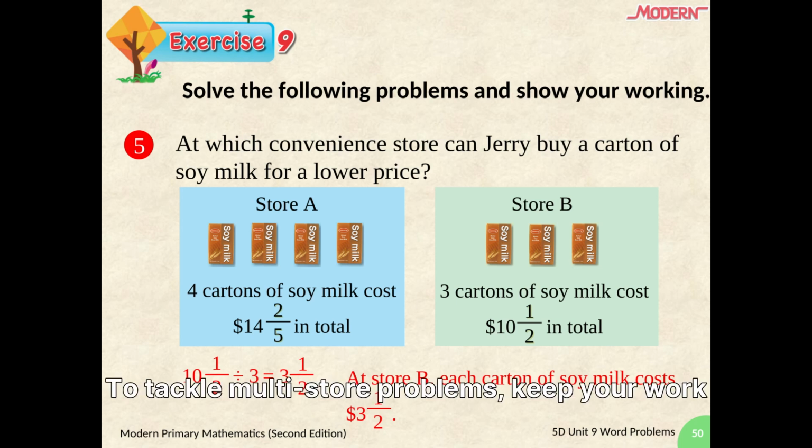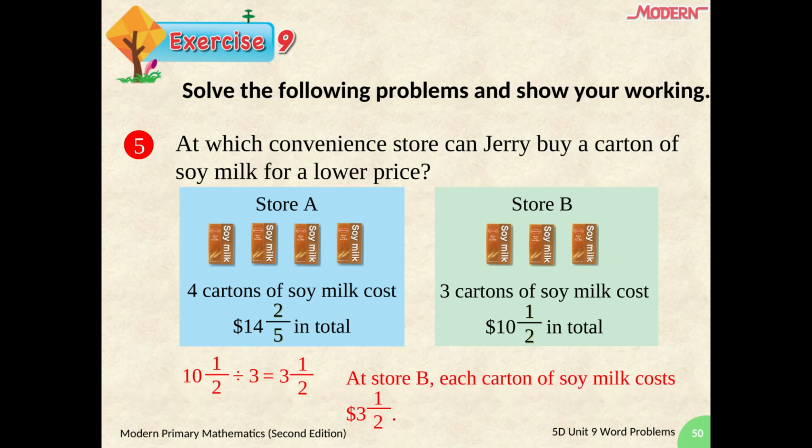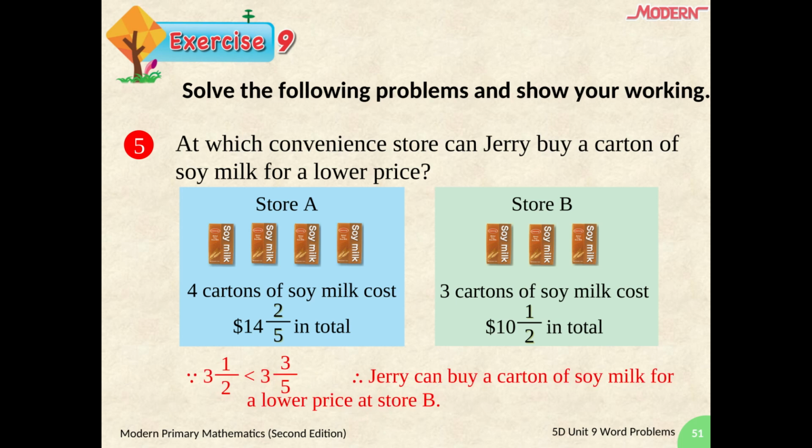Let's finish. To tackle multi-store problems, keep your work organized in 2 columns. Label them Store A and Store B. It prevents mixing up your results. Page 51. The final showdown. Store A was 3 and 3/5 per carton. Store B was 3 and 1/2. Which is less? We need to compare them.